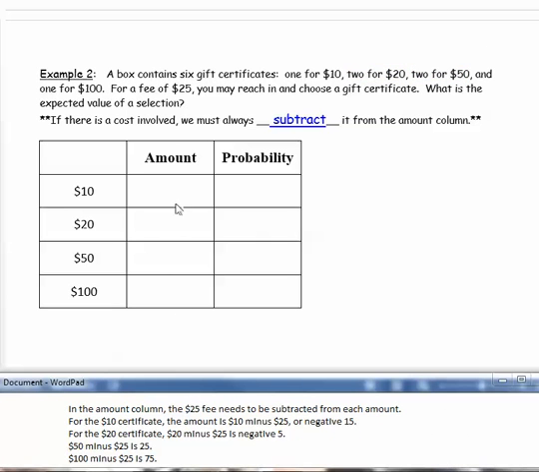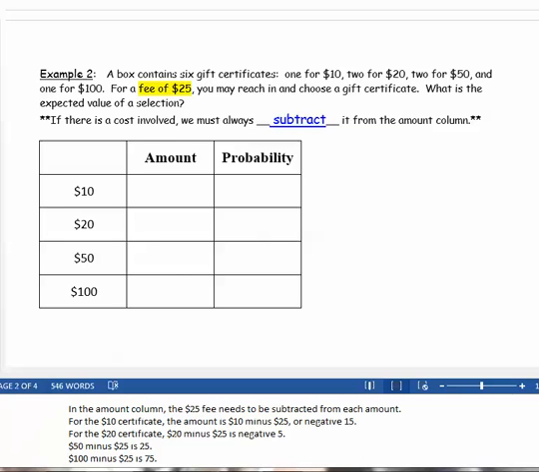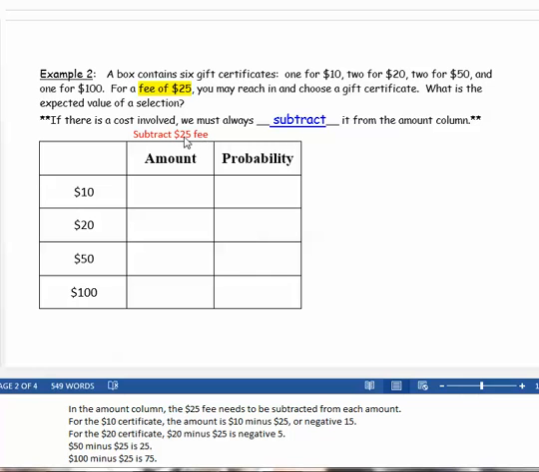In the amount column, the $25 fee needs to be subtracted from each of the amounts. For the $10 certificate, the amount is $10 minus 25, or negative 15. For the $20 certificate, 20 minus 25 is negative 5. 50 minus 25 is 25, this time positive. 100 minus 25 is 75.